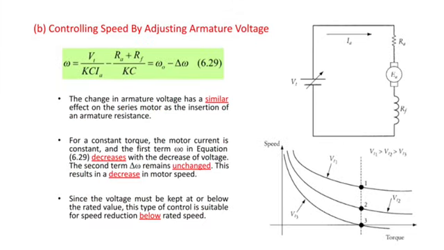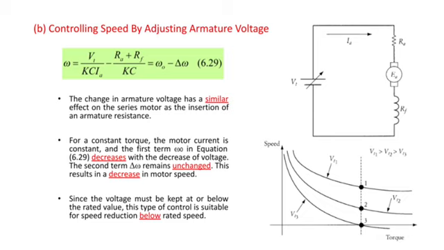Thank you Akif for giving one point on how to control the speed of series DC motor. As has been mentioned, there are three suggested methods to control the speed of series DC motor, of which Akif already explained one, and I will explain another, which is adjusting the armature voltage.